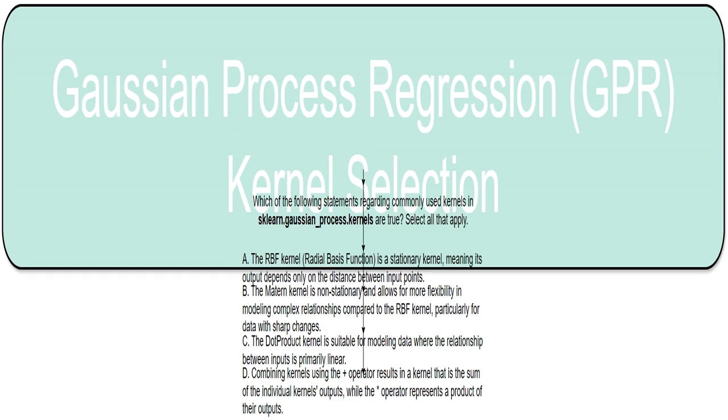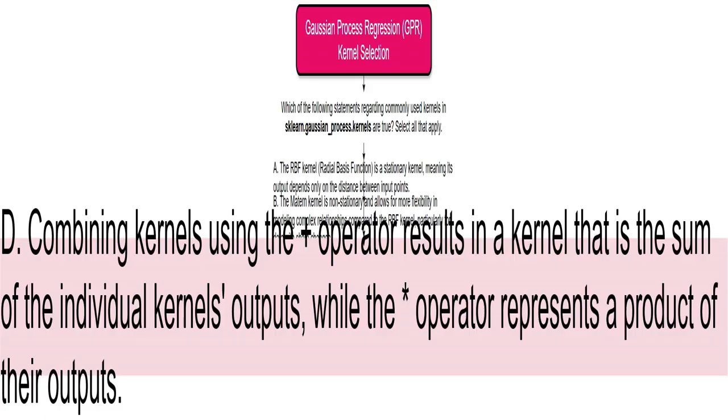This question focuses on understanding different kernels used in Gaussian process regression, GPR, a machine learning technique for regression tasks. We'll explore the properties of a few popular kernels. Think of kernels as ways to define relationships between data points. The choice of kernel significantly influences the model's performance. I can combine kernels using addition, plus, and multiplication, asterisk. If I add kernels, the new kernel's output is the sum of each individual kernel's outputs. If I multiply them, the output is the product. This lets me create more complex kernels that better fit various datasets.